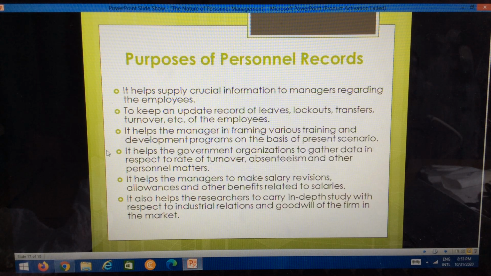Fifth, it helps the managers to make salary revisions, allowances, and other benefits related to salaries. And lastly, it also helps the researchers to carry out in-depth study with respect to industrial relations and goodwill of the firm in the market.